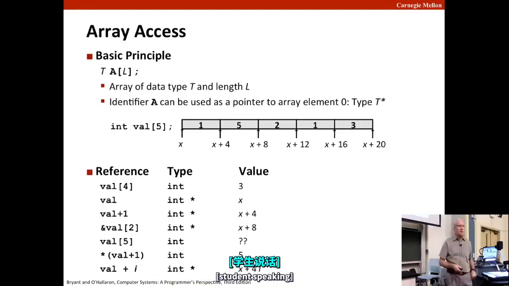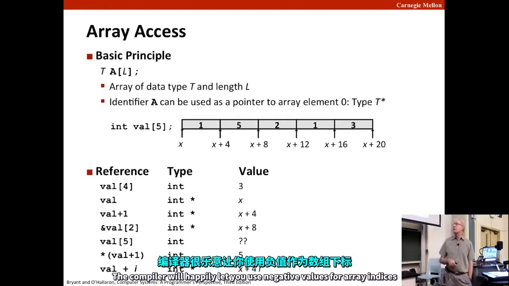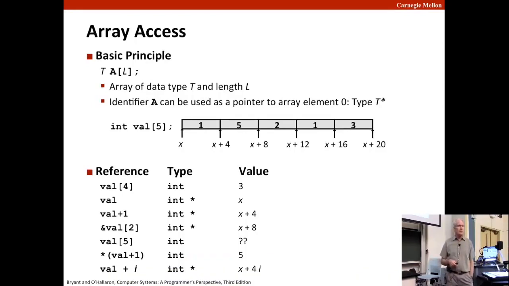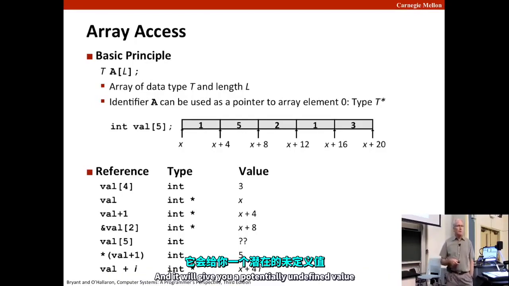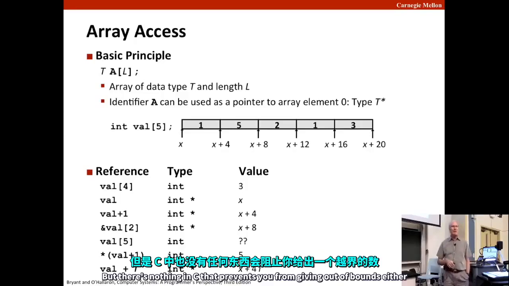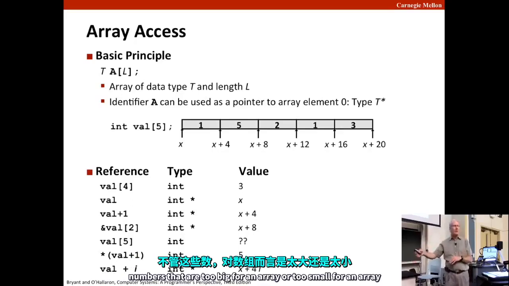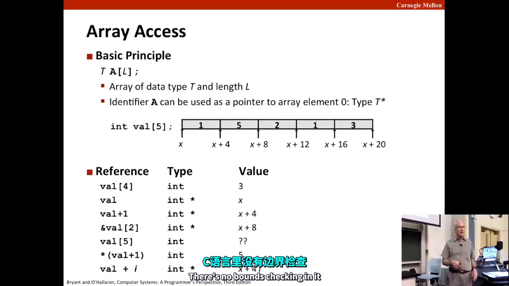unique to C. Question? Even if the index is negative or else? Pardon? Yes. The compiler will happily let you use negative values for array indices. And it will give you a potentially undefined value. But there's nothing in C that prevents you from giving out of bounds numbers, either too big for an array or too small for an array. There's no bounds checking in it.